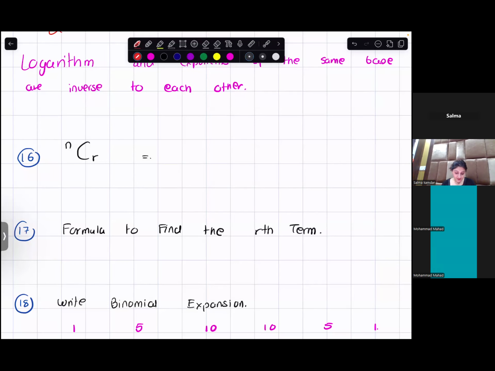So this is a revision of chapter number 4, binomial expansion. When I'm talking about NCR, we are talking about the formula of NCR. Can you give me? N factorial divided by R factorial into (N minus R), the whole factorial.